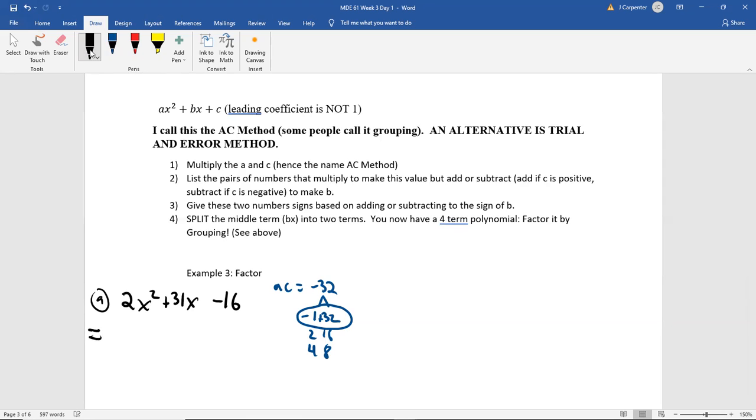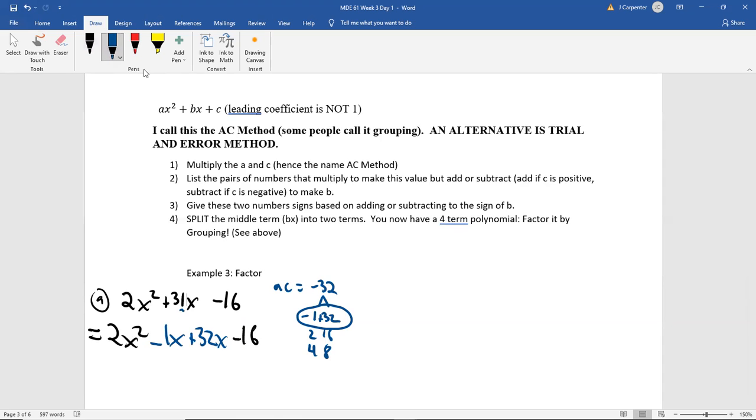Now, I do not say the answer is x minus 1 times x plus 32. That would be the shortcut. That would be if there's no 2 in front. We have to do 2x squared minus 1x. You don't have to write the 1, but I'm being illustrative here, plus 32x minus 16.